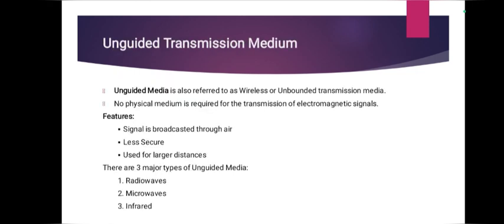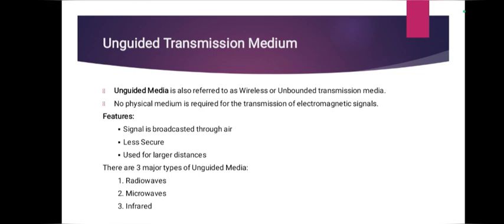Now we are going to talk about unguided transmission medium. It is the second type. It is also referred to as wireless transmission medium. No physical medium is required for this transmission of electromagnetic signals. The features are: the signal is broadcast through air, it is less secured, and it is used for larger distances.